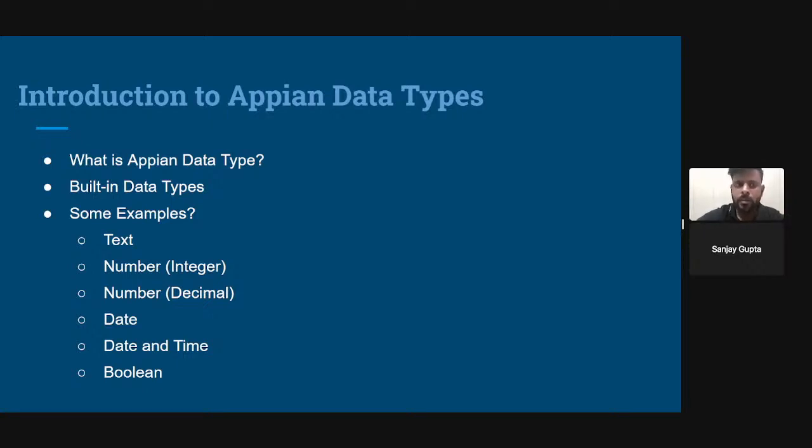So in Appian also we have similar data types. To store a particular value, we create variables, and each and every variable has some type. Like other languages, Appian also provides some built-in data types. Built-in data types are the out-of-the-box data types that you can directly use. You do not need to create these data types. Okay. So there are some examples.